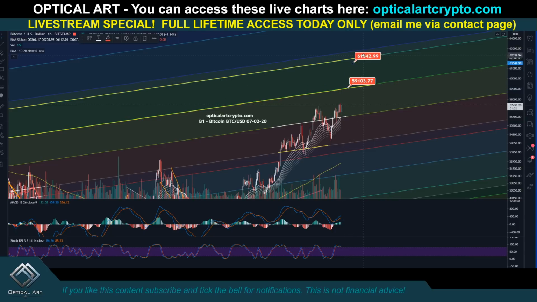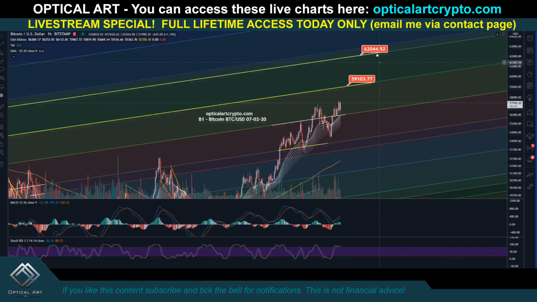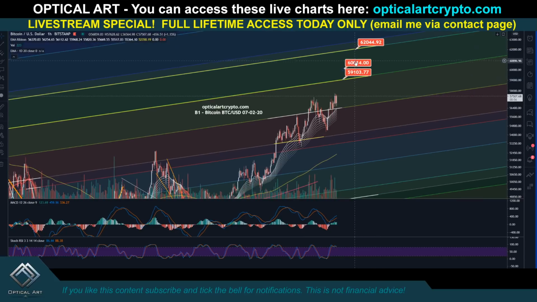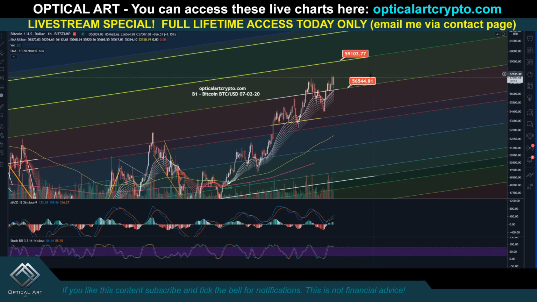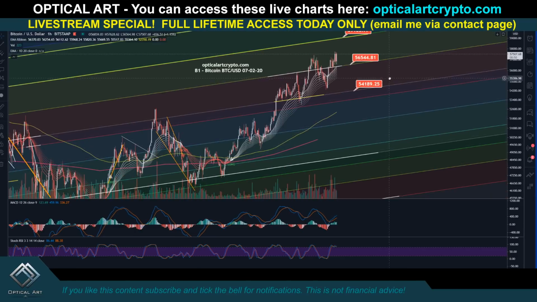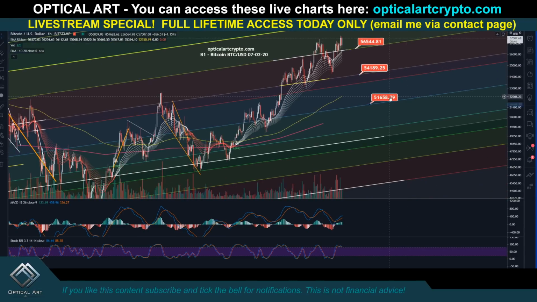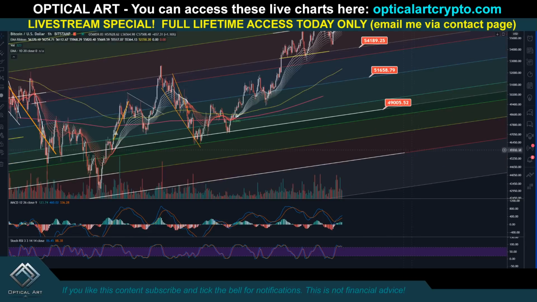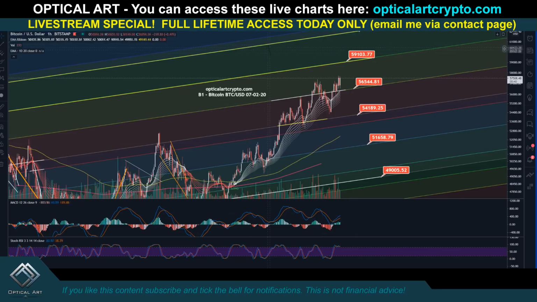We push above that, your next target to watch is potentially 61,900. Out here, 62,000. Your current support on this chart is 56,544. Your next strong support below is going to be 54,189. Your next strong support below 51,658, and then you will have very strong support at 49,000, and then I have a target below as well.